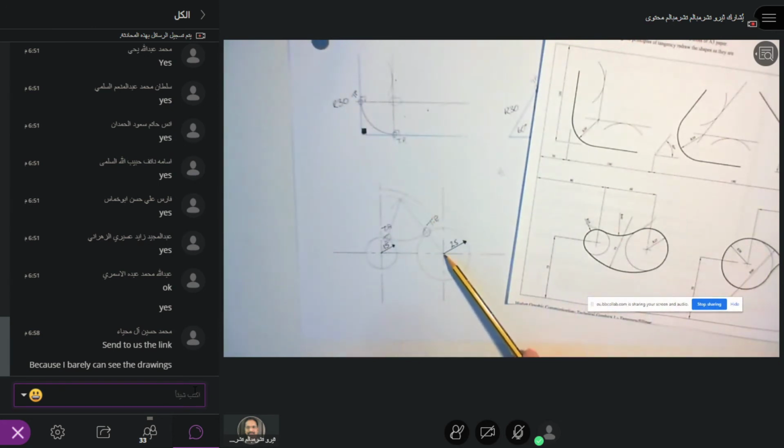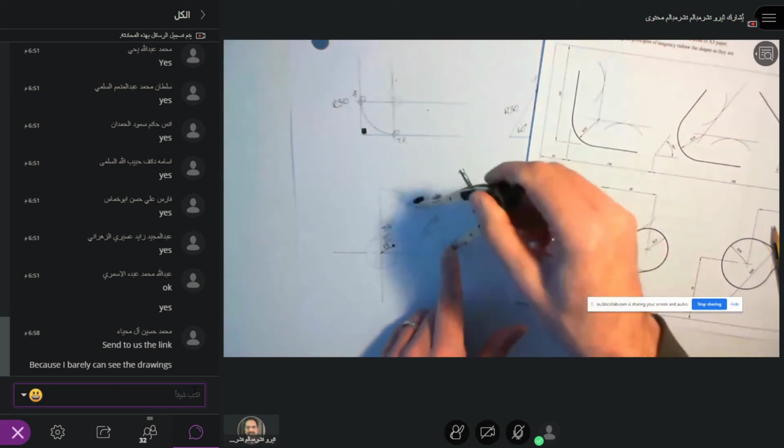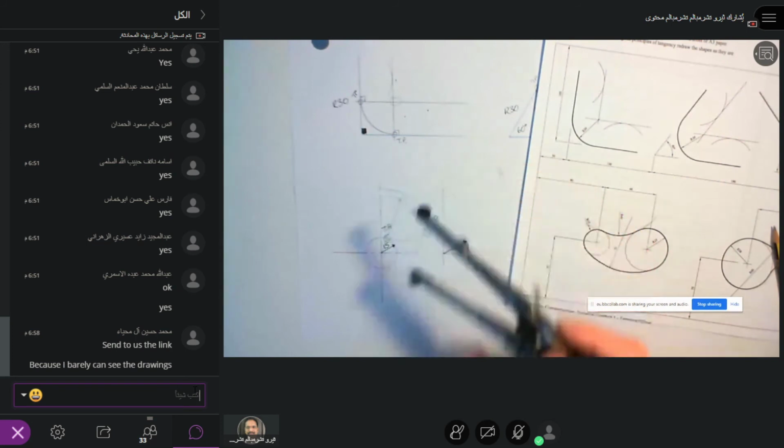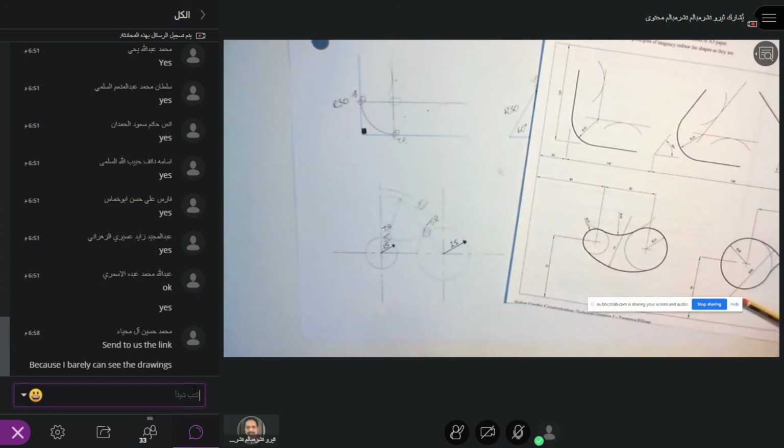This point here is 25 millimeters closer than the outside edge. So again, my radius is 75. Take away 25, leaves 50. Set my compass once again, really carefully, 50 millimeters. Put the point in this known position and draw an arc. There is where my compass point is going to go.